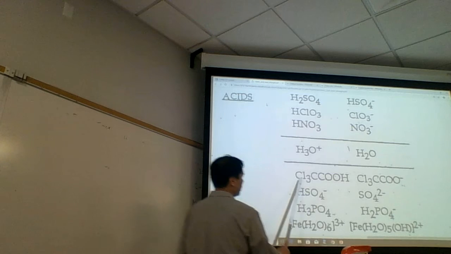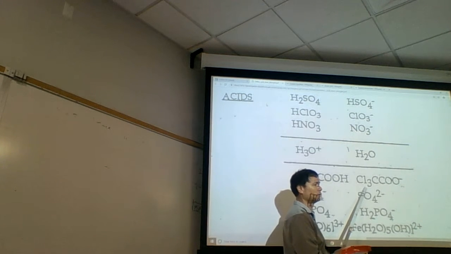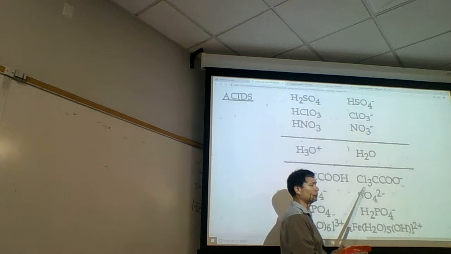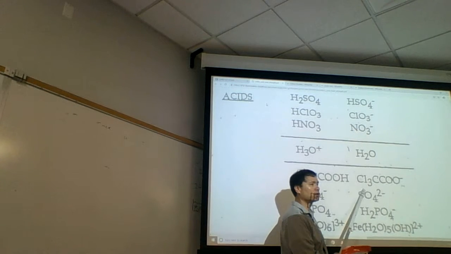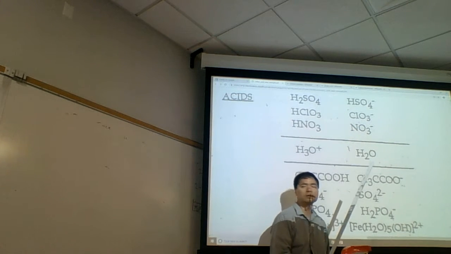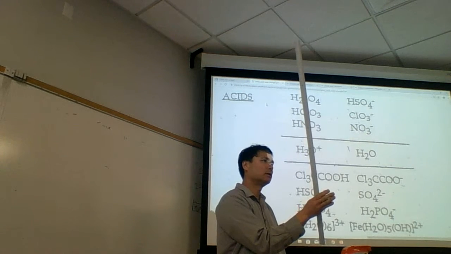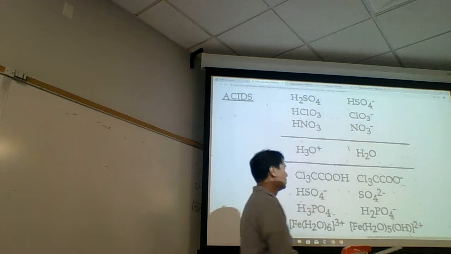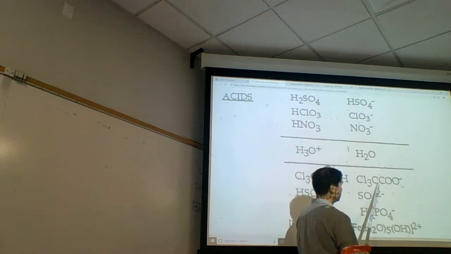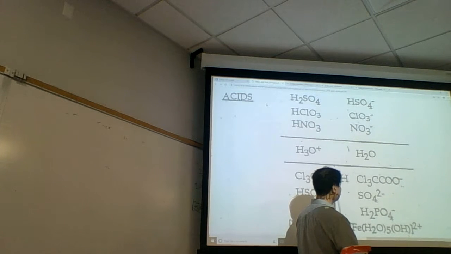If this one is trichloroacetic acid, do you know what this is called? Just work backwards. If we go from the ic acid, the anion is ate. This is trichloroacetate. Trichloroacetate forms trichloroacetic acid.